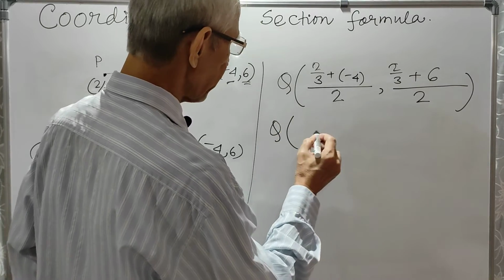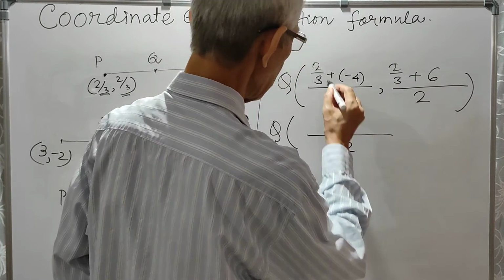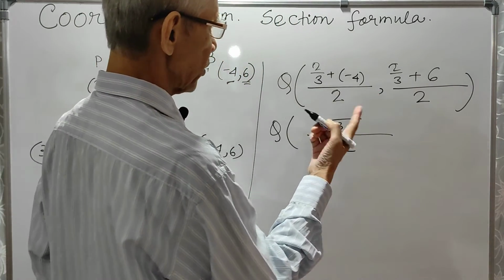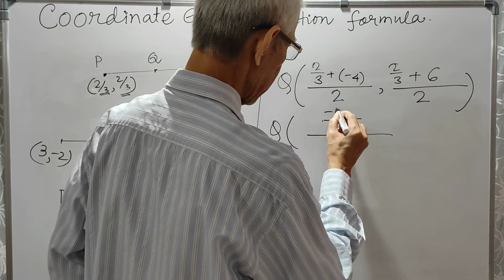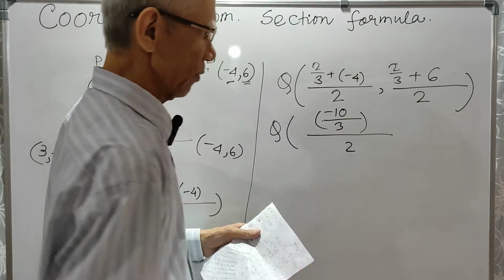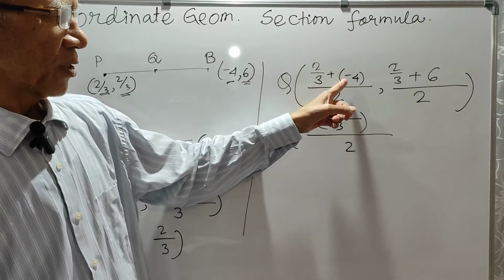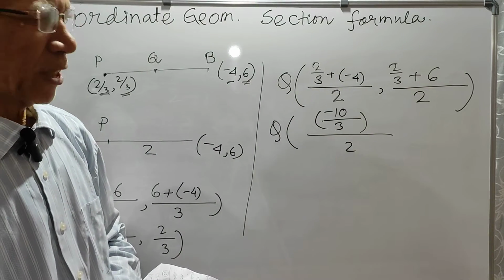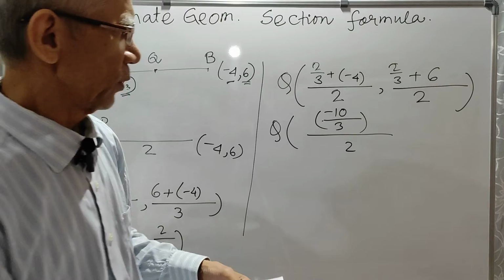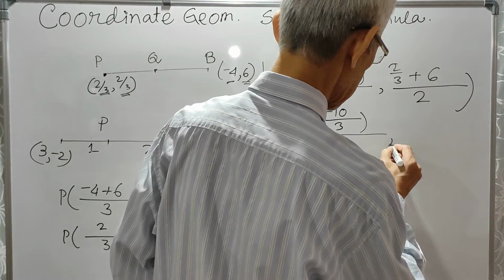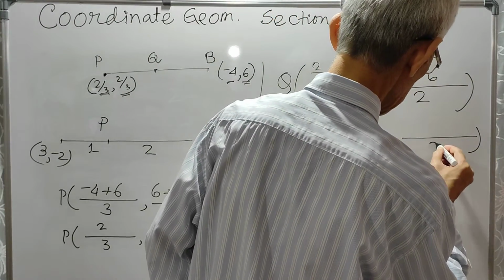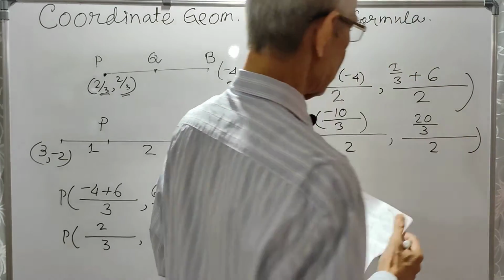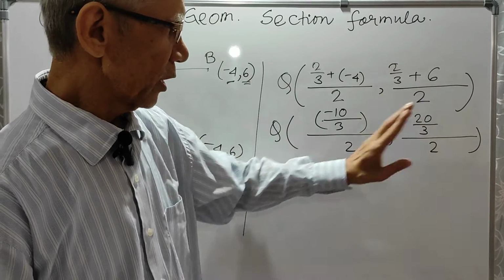So Q equals, this is 2, now taking LCM 3, so minus 4 is minus 12, 2 minus 12 is minus 10. So that part you can work out, don't make mistakes. 2 by 3 plus 2 by 3 minus 4, so minus 12, 2 minus 12 is what? Minus 10, minus 10 by 3 by 2, and this point 2, then here 18, 20 by 3. So 3 sixes are 18, 18 plus 2 is 20, 20 by 3.